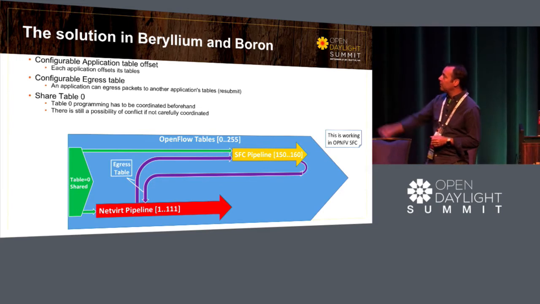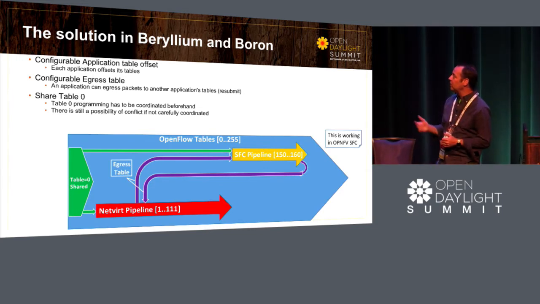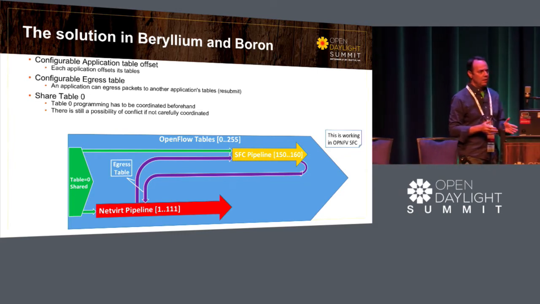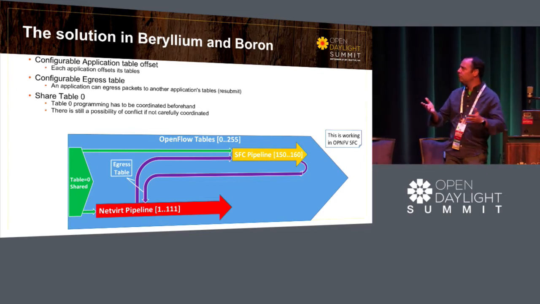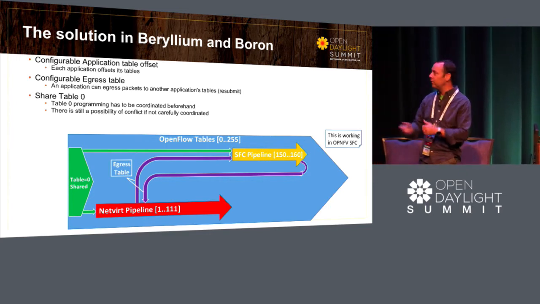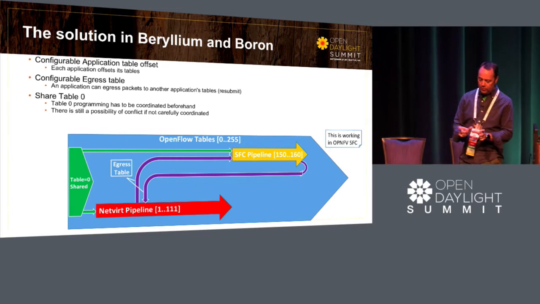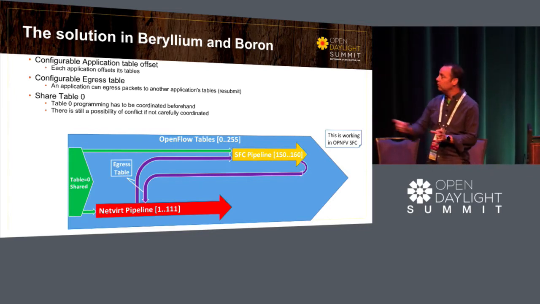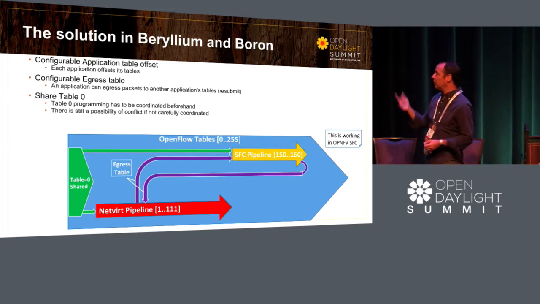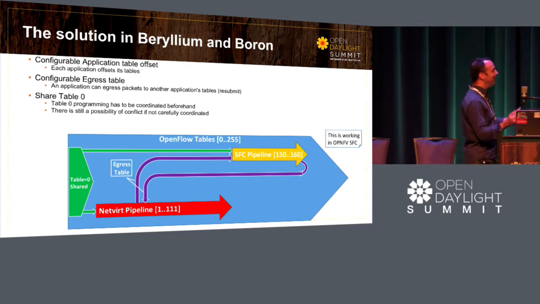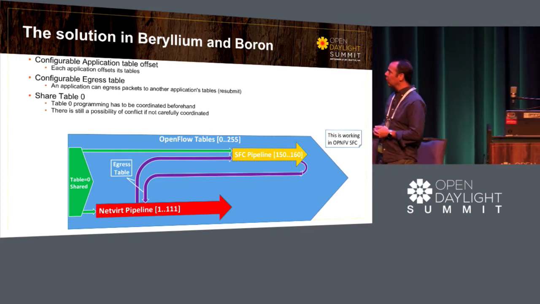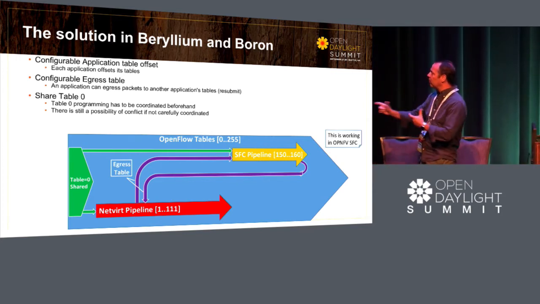So as I mentioned here, configurable application table offset. If NetVirt, for instance, uses tables 0 to 110, you can just say your offset is 20. Then it would be tables 20 to 130 or something like that. So you're just sliding your pipelines up and down the available tables. And obviously, since there are 256 tables, you could run into problems if you slide it too far or try to put too many in there.